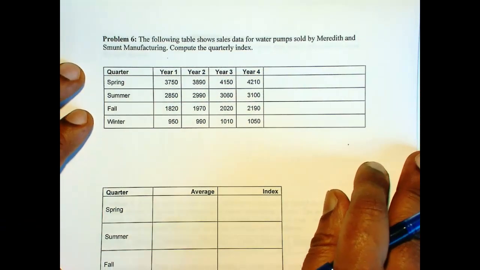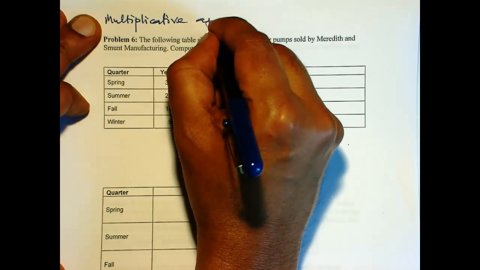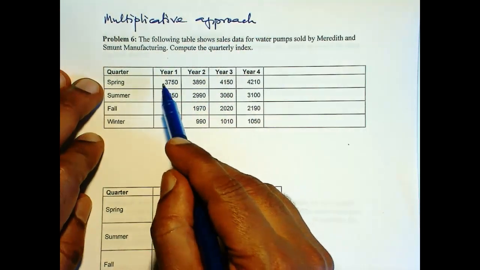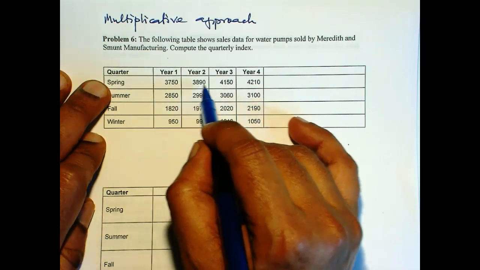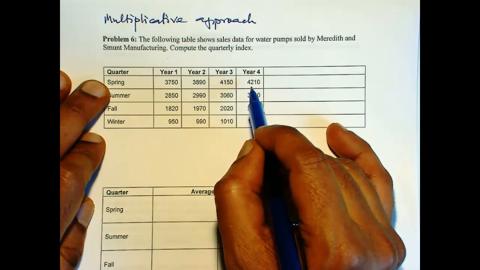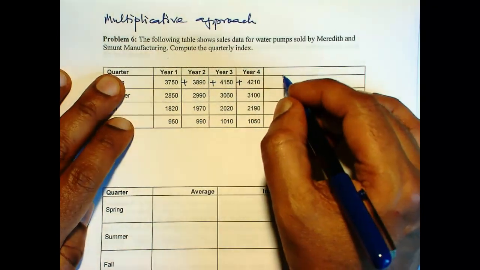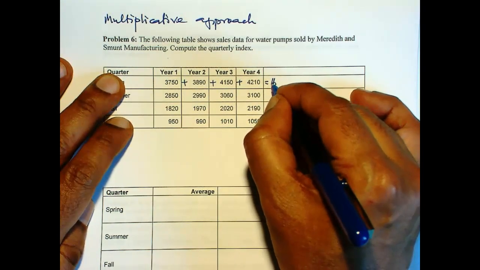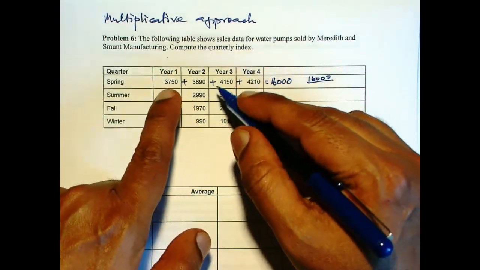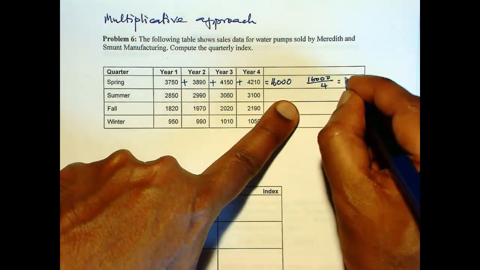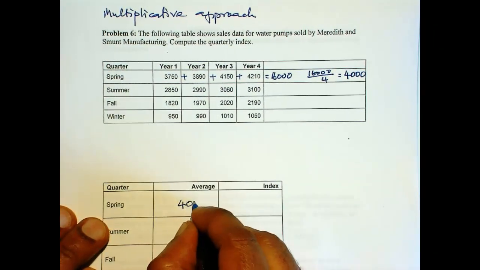Let's look at a multiplicative model example. So this is the multiplicative approach. We have 4 years worth of data divided into 4 quarters. For spring, these are the sales figures from the last 4 years. So you add them, which gives you 16,000, and then you take that 16,000 and divide by how many years? There are 4 years, so divide by 4, you get the average for spring. So spring average is 4,000.